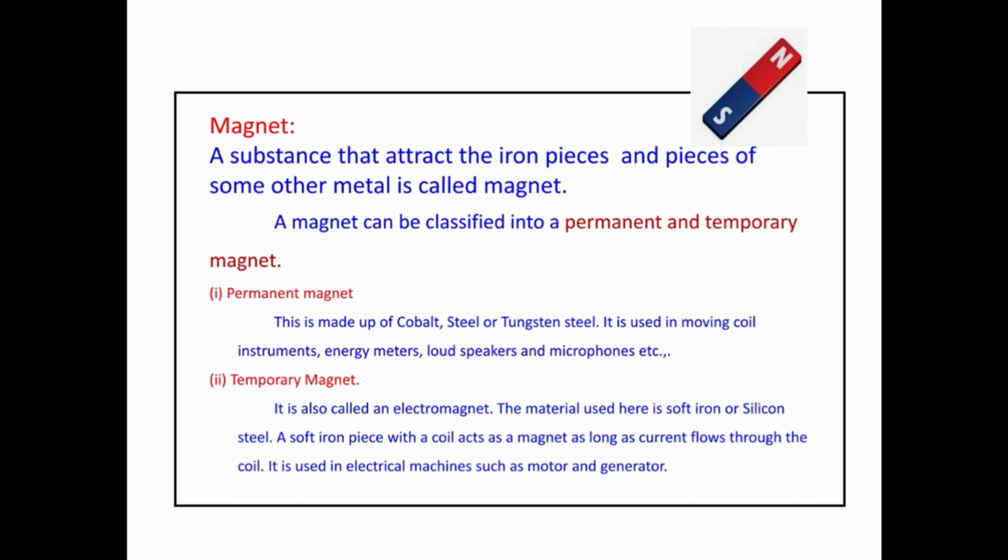And magnet, we know what a magnet is, correct? The substance that attracts iron pieces or some other metal is called a magnet. A magnet is generally classified into a permanent magnet and a temporary magnet. The other name for temporary magnet is electromagnet, correct? The permanent magnet materials are cobalt, steel, or tungsten. The applications of the permanent magnet are very few because of some limitations in permanent magnets.